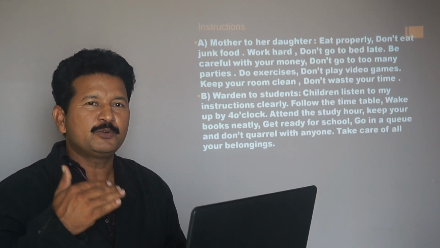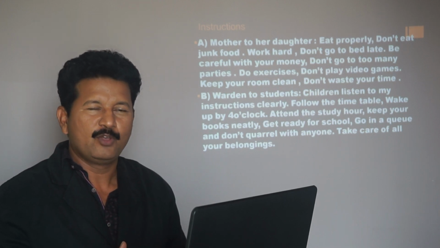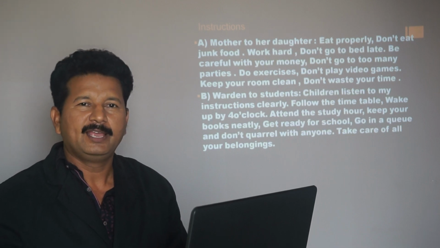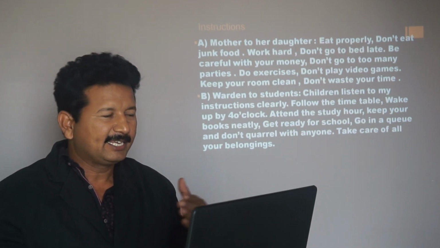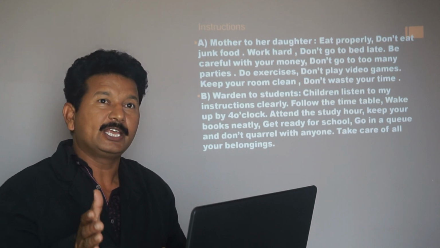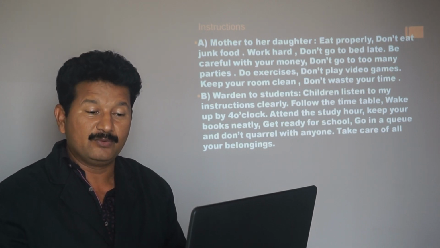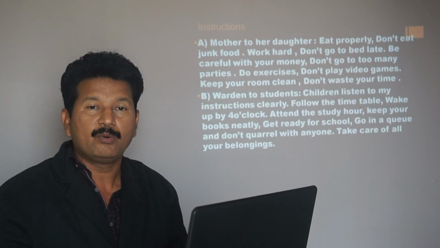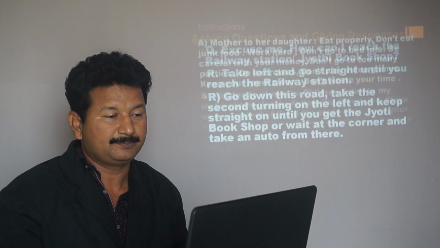And now let us listen to what the warden gives to students. Children, listen to my instructions clearly. Follow the timetable, wake up by 4 o'clock, attend study hours, keep your books neatly, get ready for school, go in a queue and don't quarrel with anyone. Take care of all your belongings. This is how a warden gives instructions.